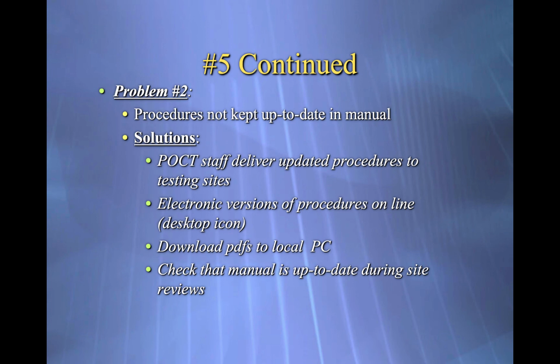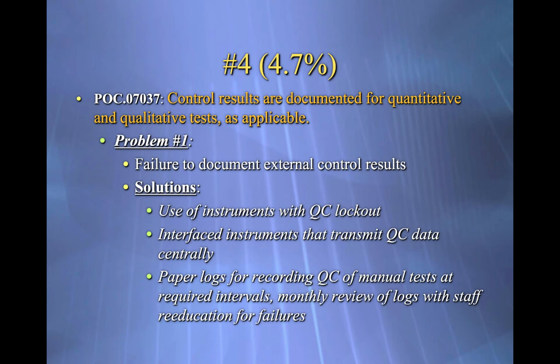Again, this can be handled by, if it's a hard copy, point of care staff delivering updated procedures to all the testing sites and physically taking the old one out and putting the new one in. If it's electronic versions of those procedures and they're all online, you just need to have a way to get to them. You can download PDFs to a local computer. Some places do this because they're worried about the main system going down or the internet going down. Well, then I still have them on my local PC and I can bring them up should I need to. And again, check manuals for being up to date during your site reviews.